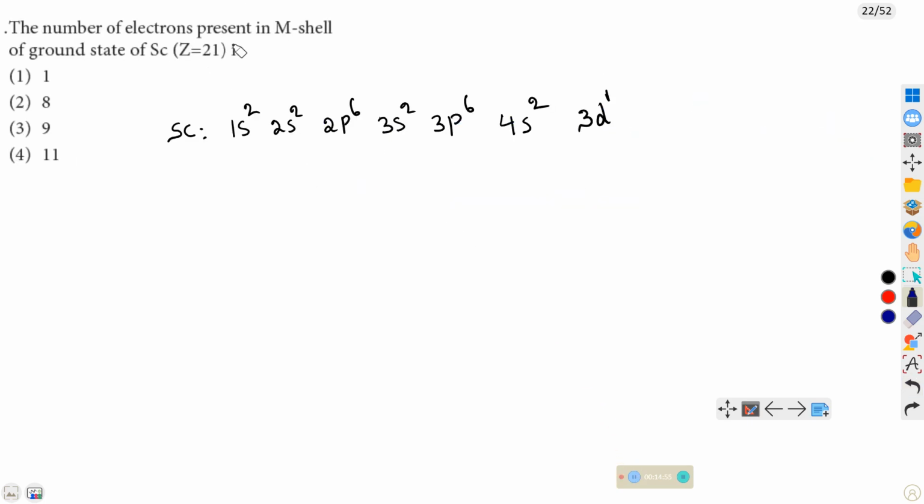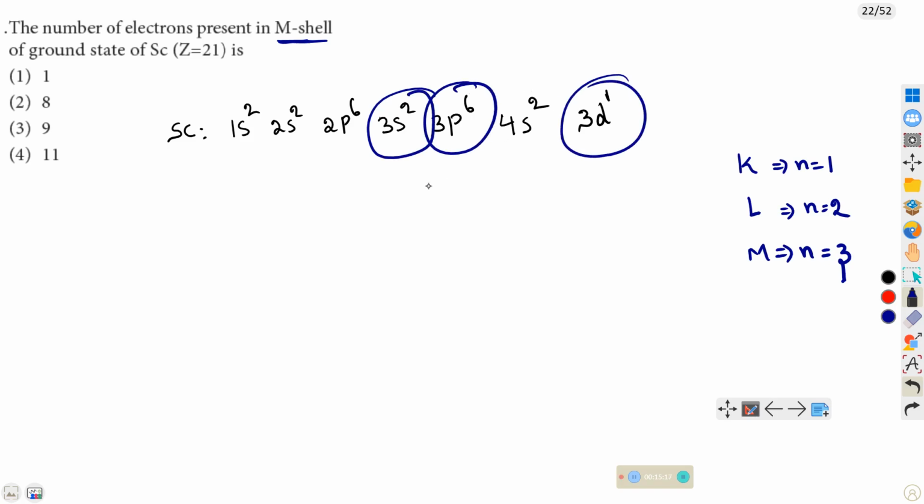The number of electrons present in M shell of ground state of scandium. For K shell, n value is equal to 1. For L shell, n value is equal to 2. For M shell, n value is equal to 3. In M shell, total number of electrons 2 plus 6 plus 1, 9 electrons are present.